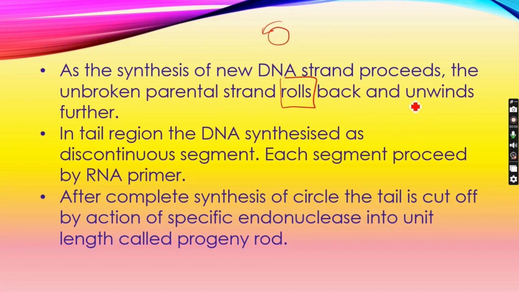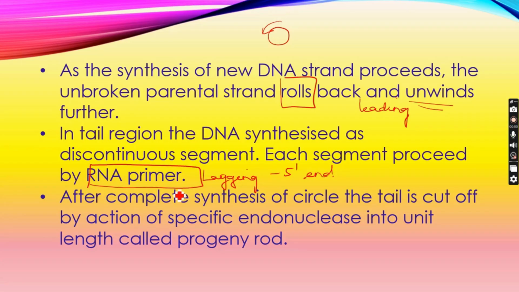As it rolls back further, it unwinds and synthesizes the leading strand till it reaches the origin. In the case of the lagging strand synthesized at the 5' end, an RNA primer is added to every lagging fragment, leading to synthesis of nucleotides at the 5' end. But at the 3' end, it is continuous as the leading strand is synthesized, since only one RNA primer is added.